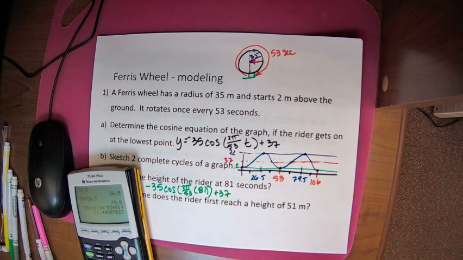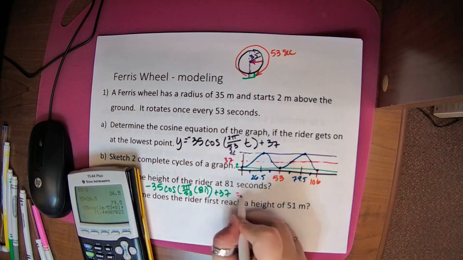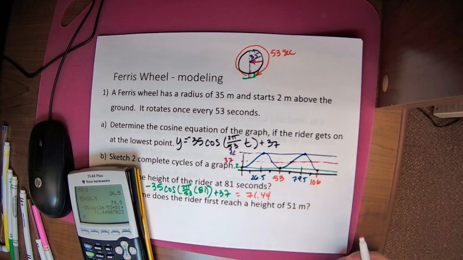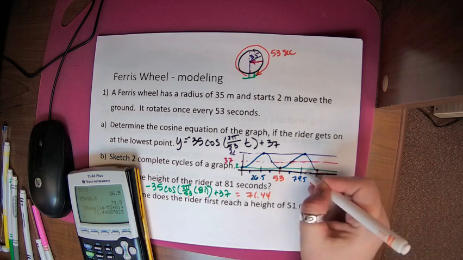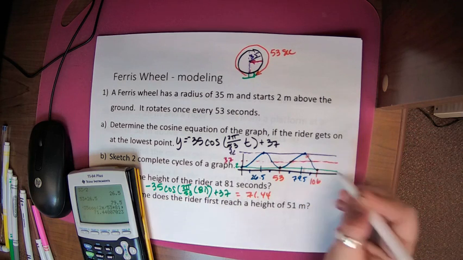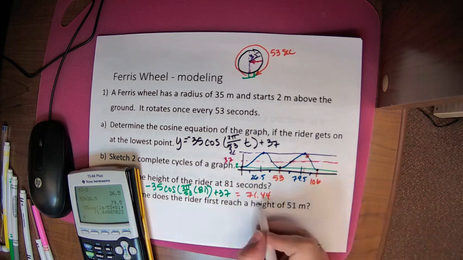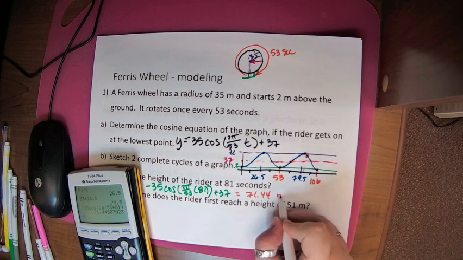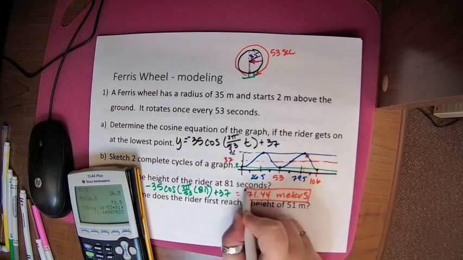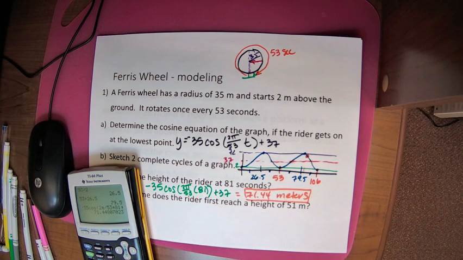71.44. Oh yeah, height. I guess that makes sense because at 81 seconds, I should be close to the top. I'm not exactly at the top. So 71.44 meters off the ground is where we are. Or 71.4, I'll take that too.